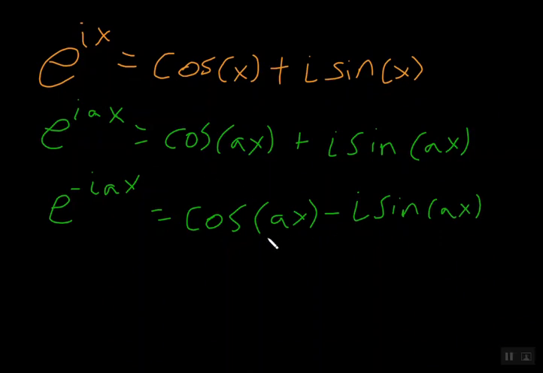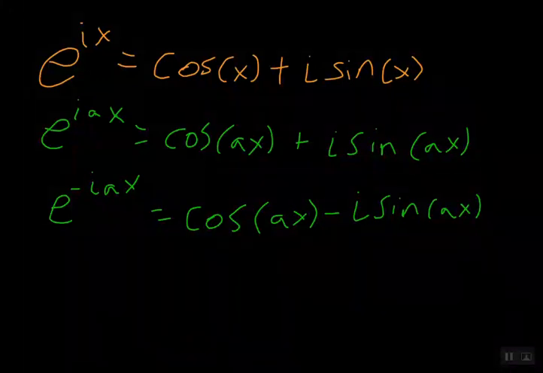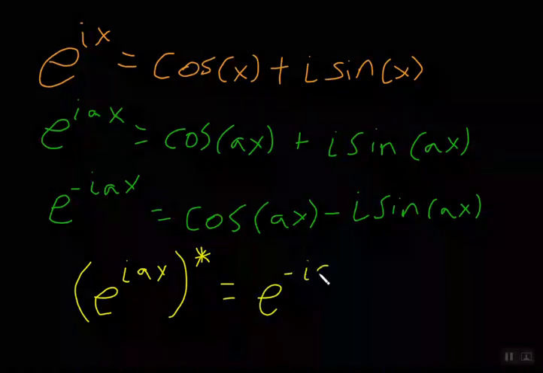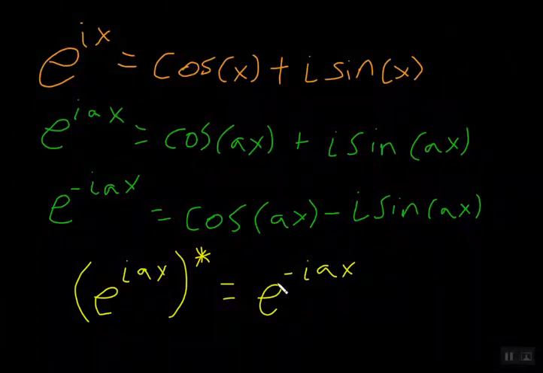These look like complex conjugates of each other, and indeed they are. So I'll write that here, in yellow. e to the iax, star, is equal to e to the minus iax. Make sure you write that down. That is very important. The complex conjugate of a complex exponential is the complex exponential with a negative exponent.